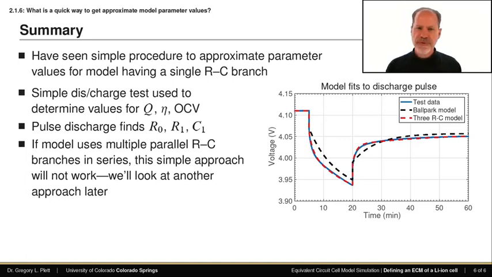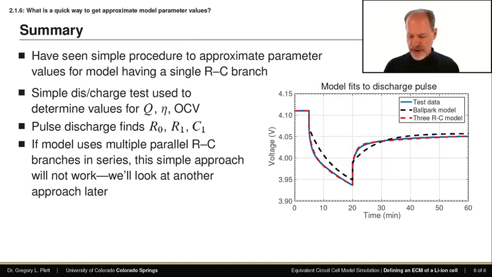And here on this figure, the blue line is the actual test data taken from the cell, and the black dashed line is the simulation result of the model that we just created using this simple method. And it has some characteristics which are really good and some that are maybe a little bit imprecise still. So it started out at the right voltage, and then when the discharge current was first applied, the voltage drop is again a very good voltage drop.